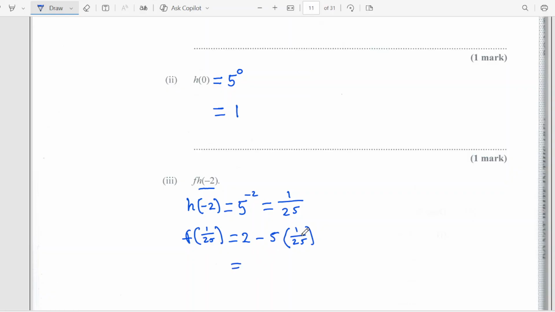5 by 1 over 25, that will become 5 and 5, that will be 1/5. So you get 1 and 4/5. 1 and 4/5. Or whether you have 9/5 or 1.8. All of those are the same answers. You all have that?